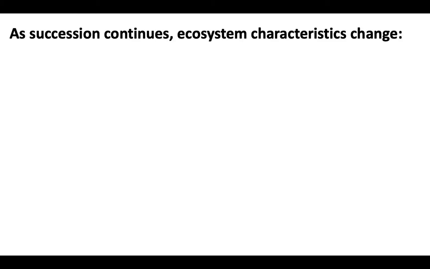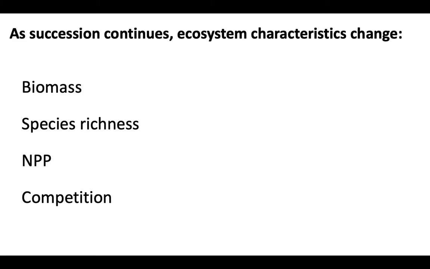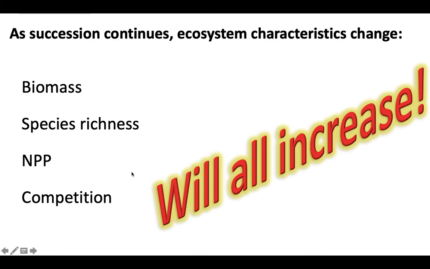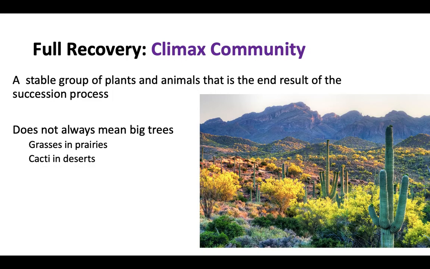And as succession continues, the characteristics of an ecosystem are going to change. Take a guess. As succession continues on, as this process continues, what do you think is going to happen to the biomass, the species richness, the primary productivity, and the competition? Spoiler alert, they're all going to increase. More plants means more biomass. More species biodiversity means more productivity, and it means more competition for space, for light, for nutrients, etc.